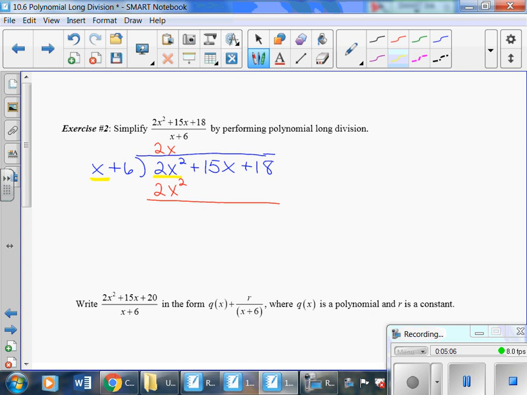And then what did we do next? We subtracted. But the only thing is we didn't forget this one. Because remember, this is 2x times x, and now it's got to be 2x times 6 as well. So I know I have to get plus 12x here. And when we subtract, we're subtracting this whole thing. So when we subtract this, and we subtract this, these cancel, and 15 minus 12 is 3x, and then we bring down the positive 18.